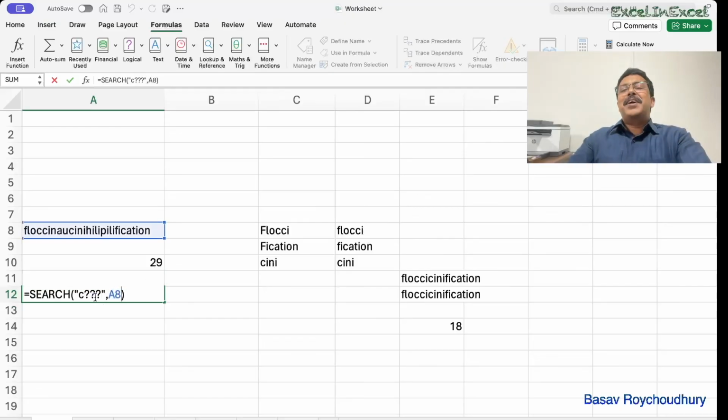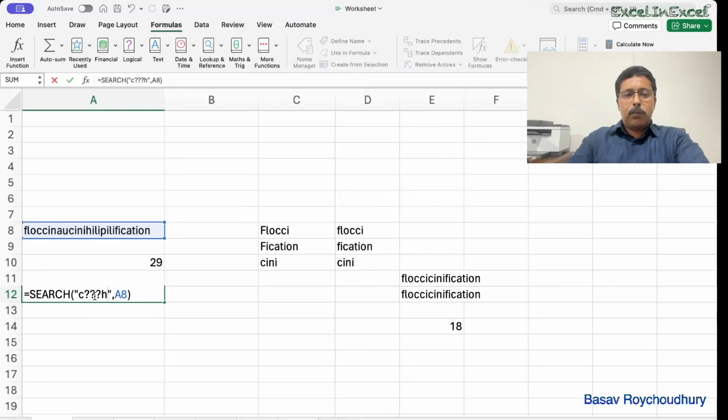Right. So question mark stands for any number of characters. Sorry, question mark stands for one character. So C and the next 3 characters can be anything. If I put it the other way, that it must start with a C and it must end with an H.